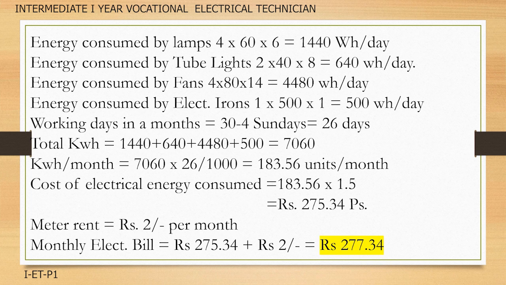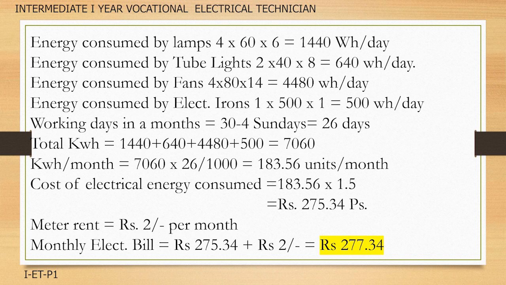So, energy consumed by lamps: 4 into 60 into 6 equals 1440 watt hours per day. That is 4 lamps each of 60 watts for 6 hours per day. So 4 into 60 into 6 equals 1440 watt hours per day.